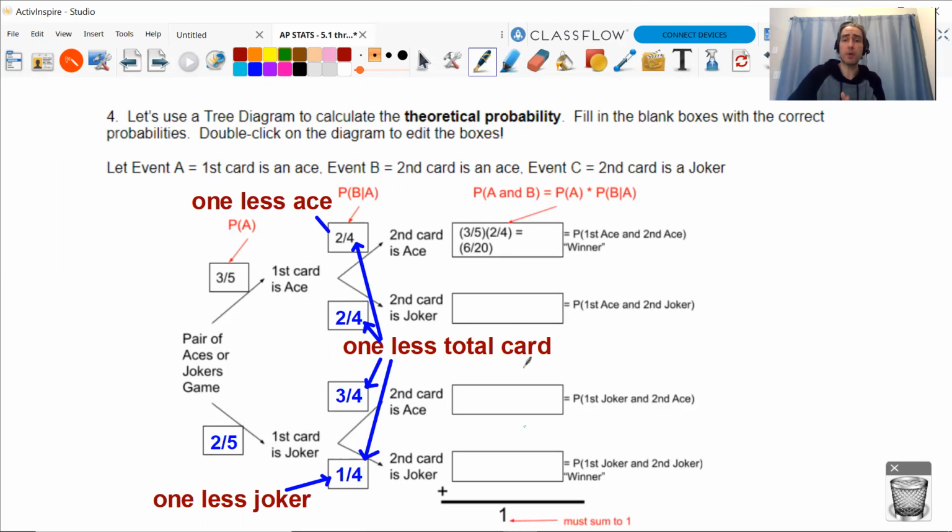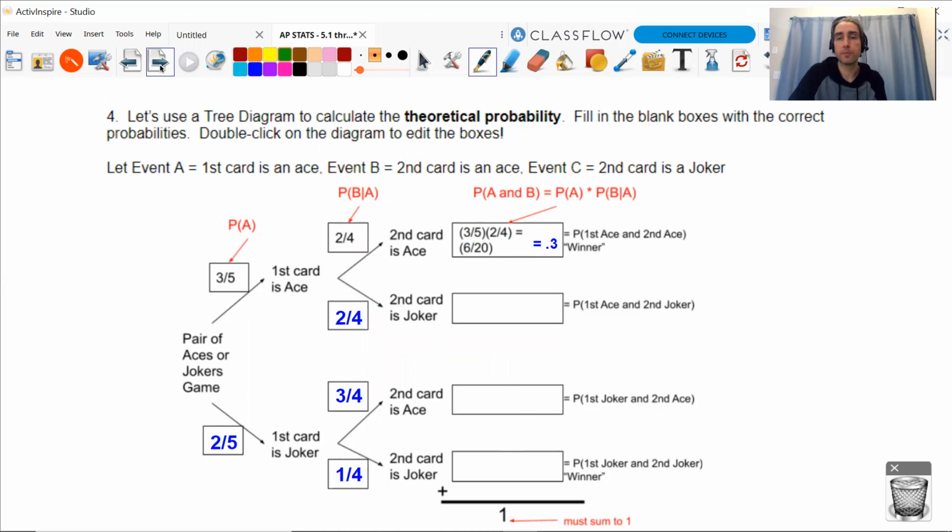So the last part in the tree diagram is when we're going to follow the branches and we're going to multiply. So if you look at here, you got 3/5 times 2/4. That's going to be 6/20. That's 0.3. Now let's do the same thing with the other ones. 3/5 times 2/4 for first card ace, second card joker. Again, 0.3. It's actually the same. The third one, 2/5 times 3/4. If you follow that branch, 6 out of 20. So the probability of the first card being a joker, second card is an ace, is again 0.3.